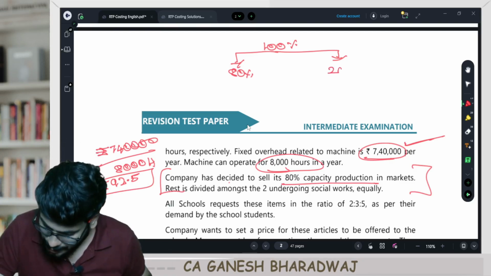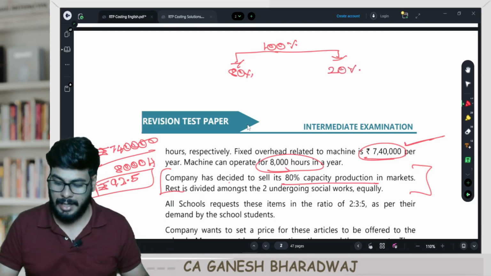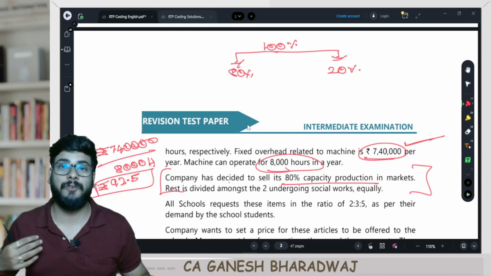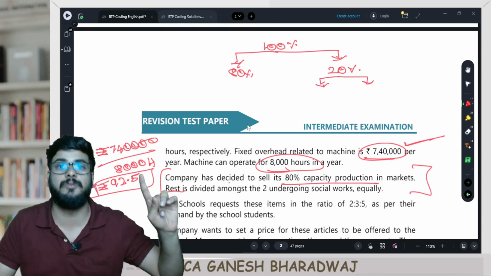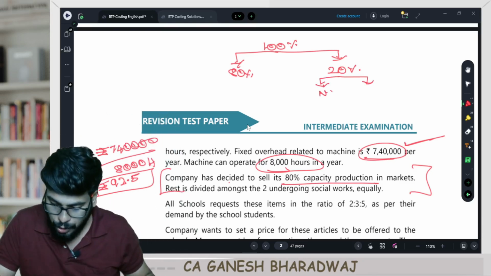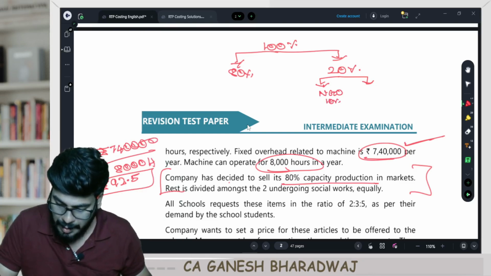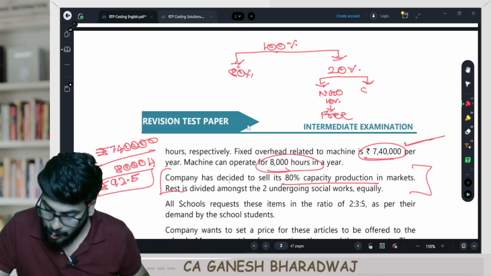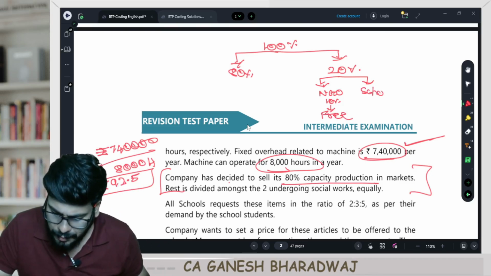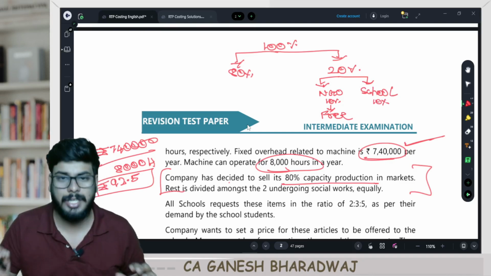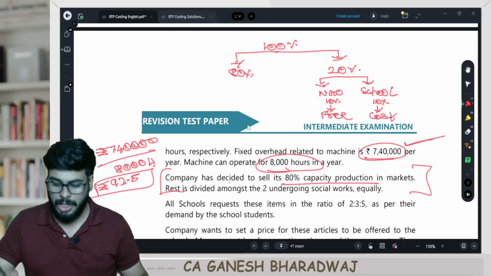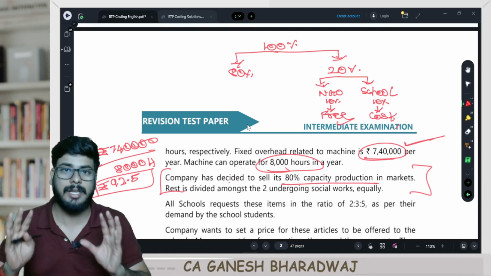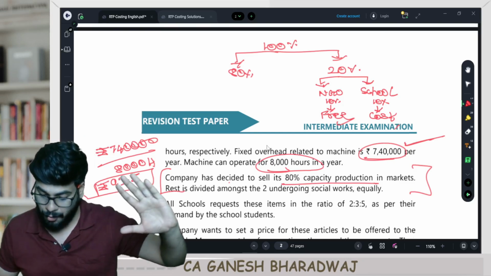Now the remaining 20% of whatever capacity is left, they are saying they are going to use this for their social responsibility measures, and that too they are undertaking two social responsibility work. One is that NGO. To that NGO, what are they doing? They are using this 10%, they are giving it free of cost. Okay, they are not charging anything. The other one, they are going to the schools. The remaining 10% of the capacity, they are using it to the schools. Here they are planning to supply only at cost. So here free of cost, here at cost. At cost means what? There is no profit that they are planning for. Are you clear with this?